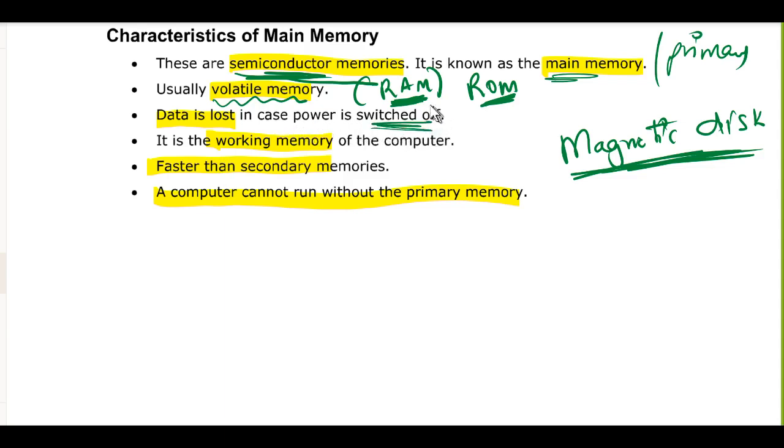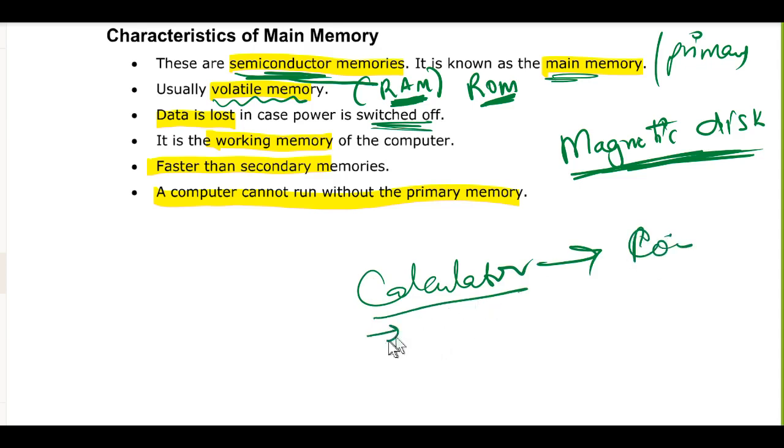So this is the category of RAM. And the idea is this: think about a calculator. A calculator is a type of computer. So it has two types of memory. One of them is RAM, and the other one is ROM.